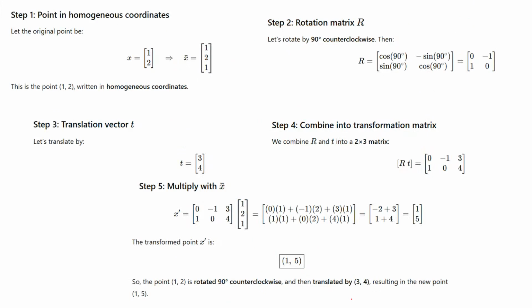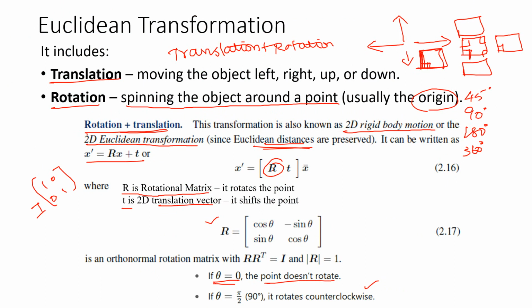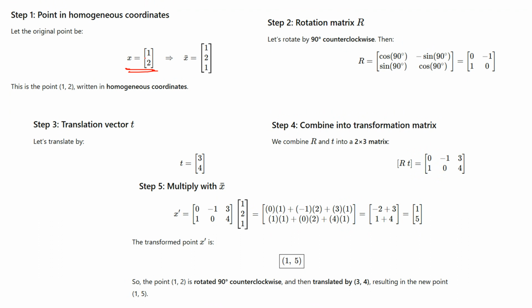Now let us see an example. Hope you are clear with this equation. x dash equal to [R T] x bar, which is the homogeneous representation. Here this represents inhomogeneous, which is nothing but a real space representation. This is a projective space representation. Real space means what we are drawing on paper is real space. What we are drawing in a computer is projective space. Let us consider the point x equal to 1 comma 2, when it is converted to x bar it is 1 2 1. So the normal point 1 2 is written as 1 2 1.